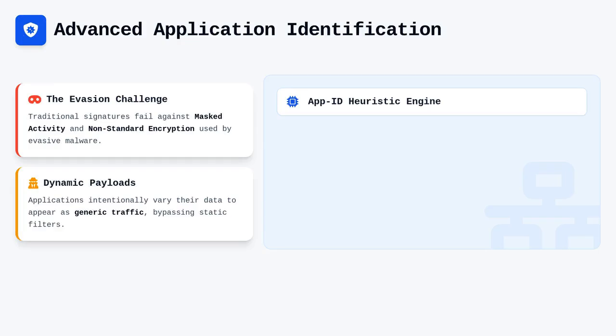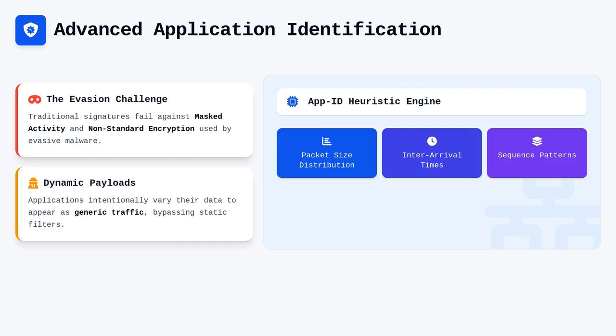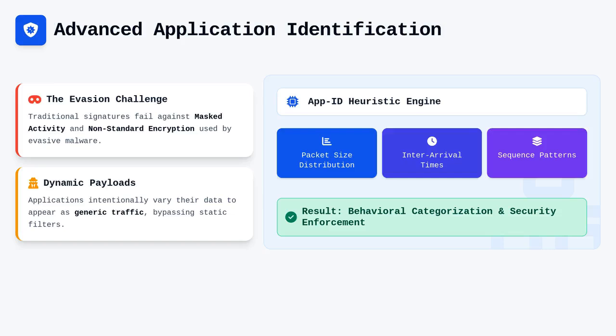The App ID engine employs heuristic techniques to analyze the behavior of the connection, such as packet size distribution, inter-arrival times, and sequence patterns. If the firewall sees a connection that lacks a specific signature but exhibits the structural symptoms of a known class of software, it can invoke advanced heuristics to categorize the session.